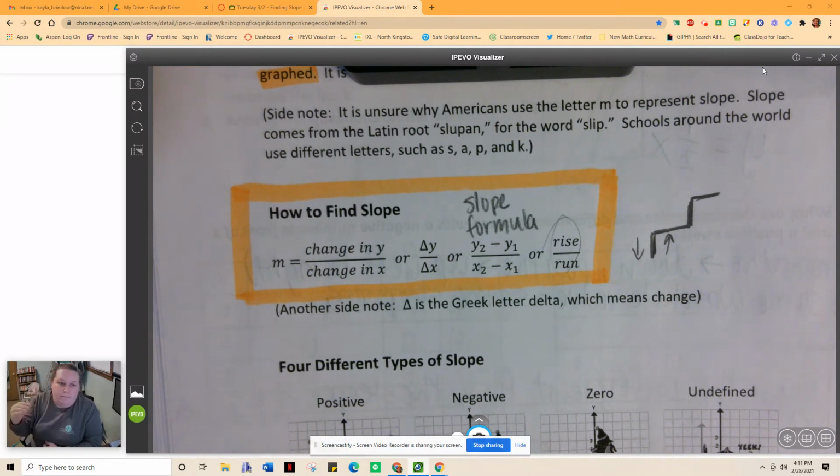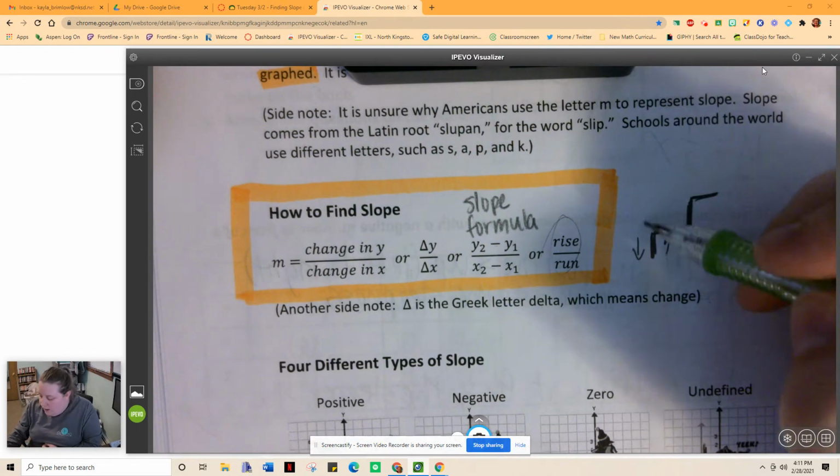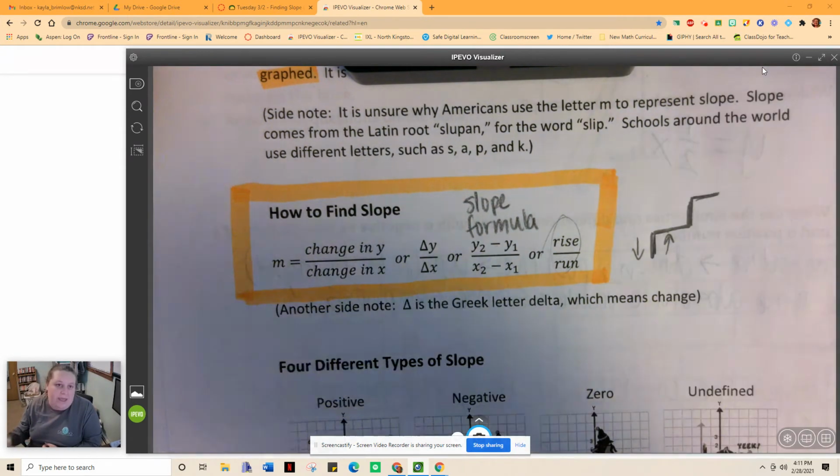So before you can move on your stairs, you have to go up or down, depending on which way you're moving on the stairs. If you're going up a set of stairs, you've got to lift your foot up and then move forward, or you've got to bring your foot down and then move forward. So just think about that when you're thinking rise over run, okay? And so we always go up or down first and then to the right.